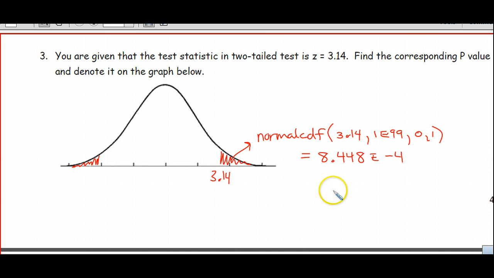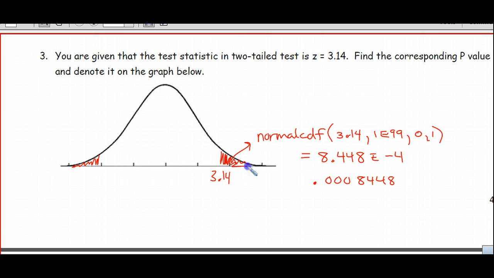Now, a lot of students will say, oh, that's high because I got an 8. But that's weird because what should the whole thing be? The whole thing should add up to 1. So the fact that I got something big shouldn't make sense to us. And the reason for that is that's E negative 4. That means it's times 10 to the negative 4, which means this is actually 0.0008448. And now looking at it like this, we can see that that's very small.